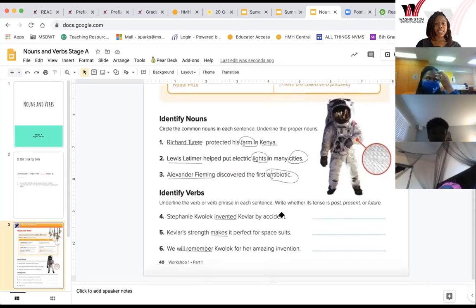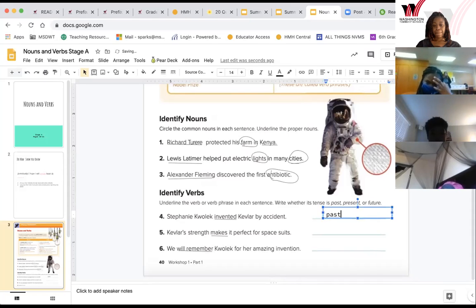All right, we're going to hop down to this activity, identify verbs. It's going to be the same idea, but I've already underlined the verb or verb phrase in the sentence. You guys are just going to have to tell me whether it is past, present, or future. So remember, you are going to check back with your Google Slides just to make sure that you are making any corrections to yours if you need to, okay? Number 4, Stephanie Kwolek invented Kevlar by accident. Invented is our verb. It shows action. Is it written in the past, present, or future tense? Past. Past tense. How do you know that?